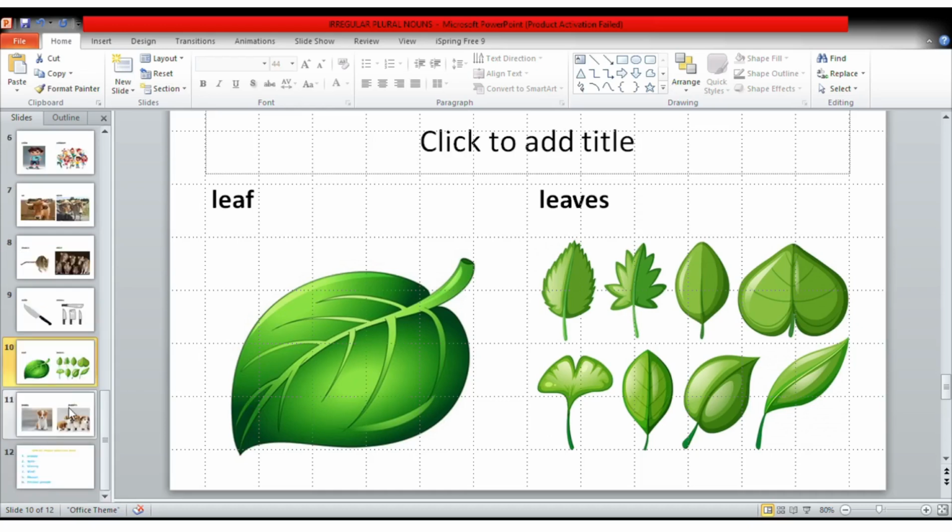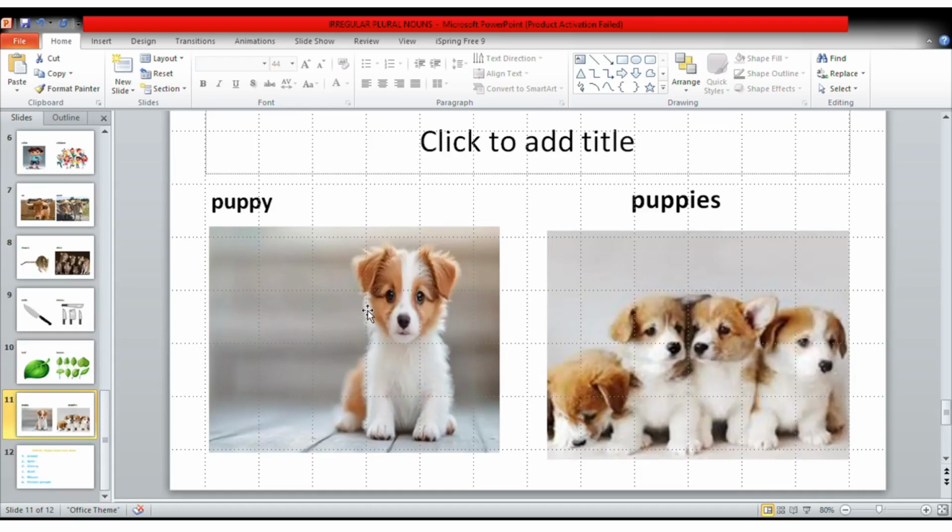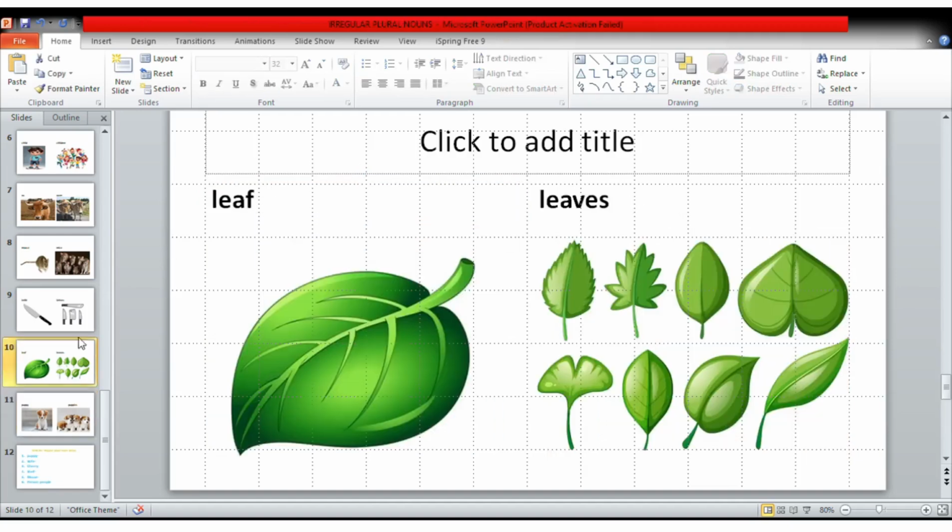Our next one here, we have a picture of a dog here, of a puppy, a baby of a dog. It's called a puppy. The word puppy is ending with Y. But how do we make it plural? We make it plural by removing this Y, dropping it, and adding IES. So puppy, puppies.